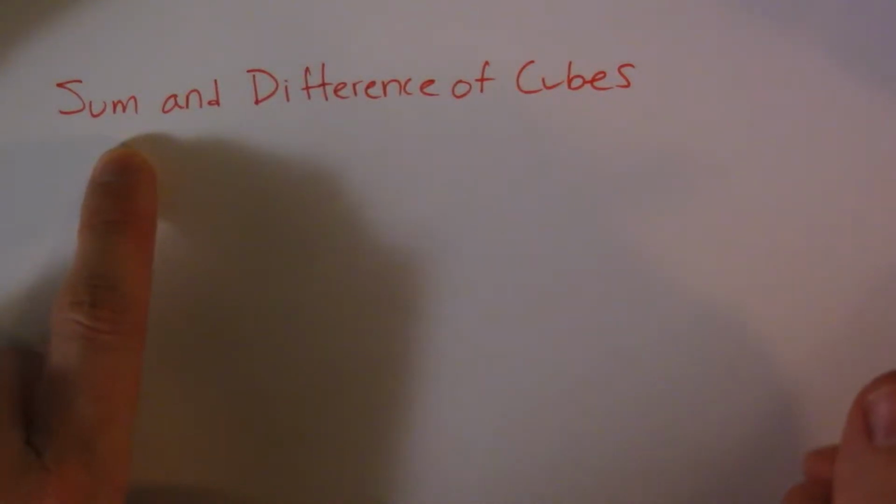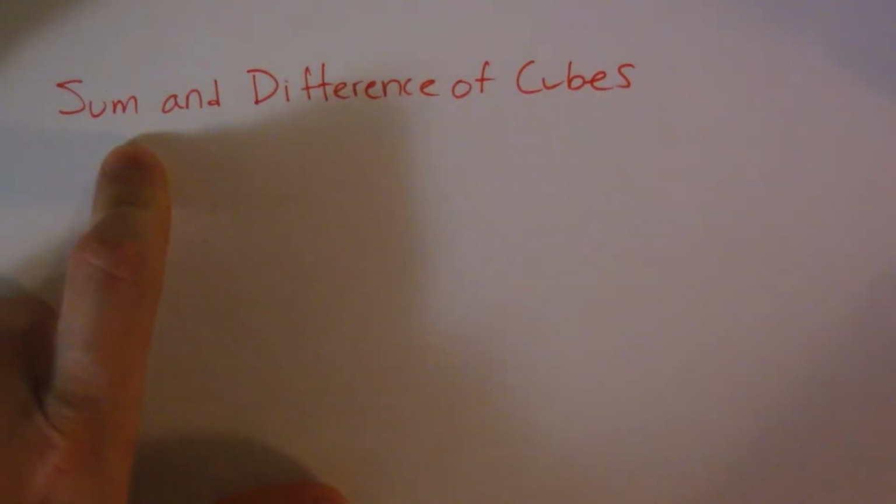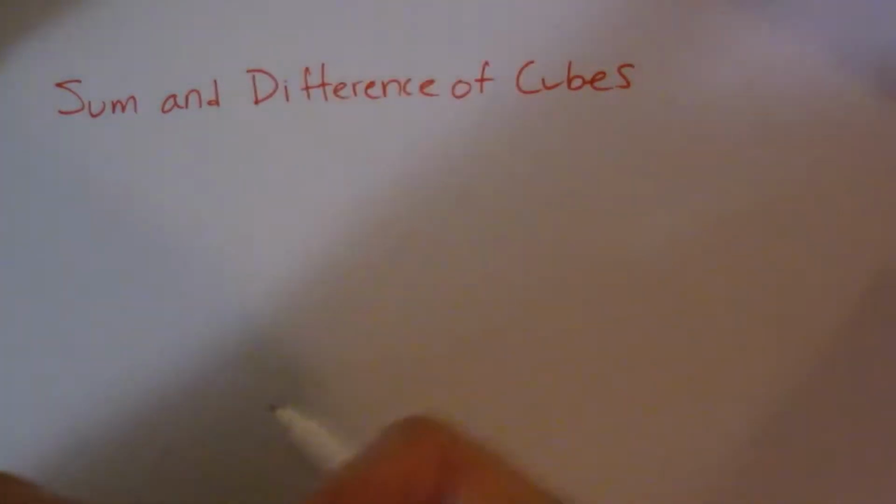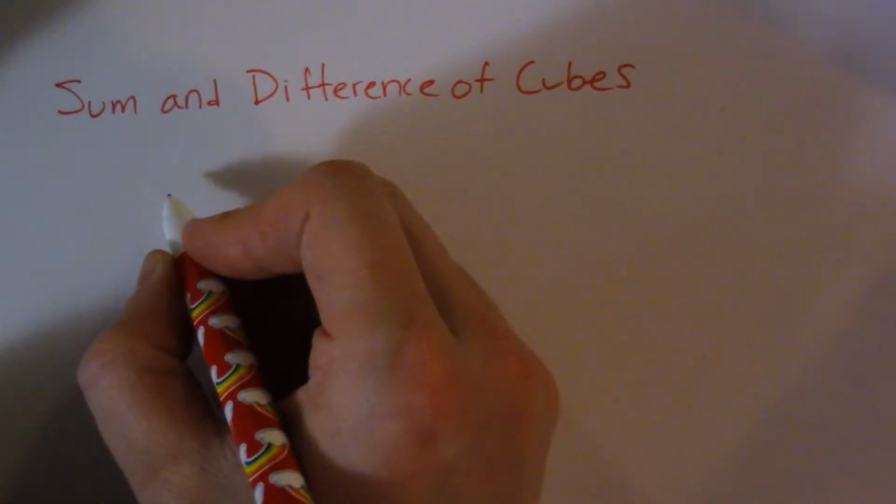This time on one that often, for some reason, causes my students a lot of trouble. So, sum and difference of cubes. A difference or a sum of cubes might look something like this.